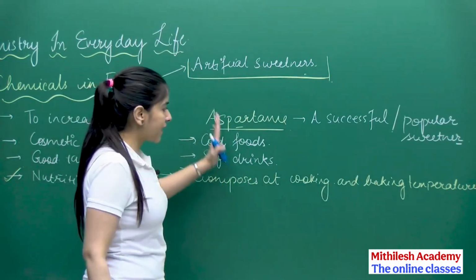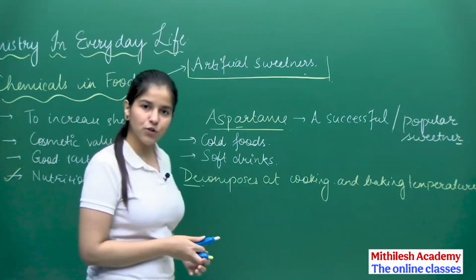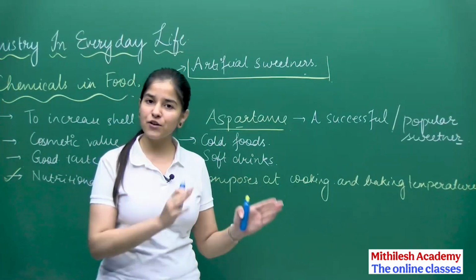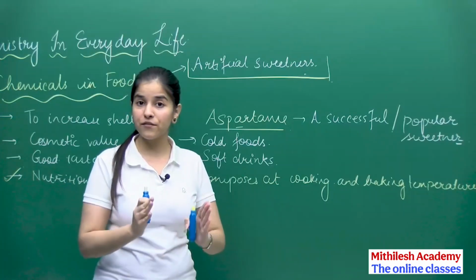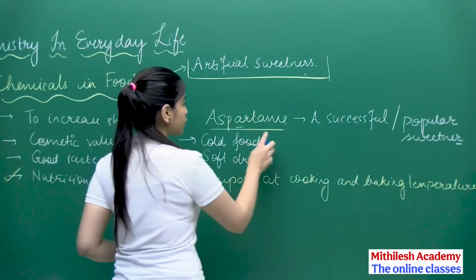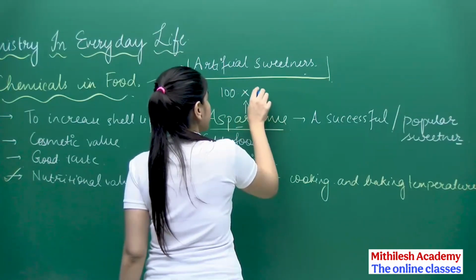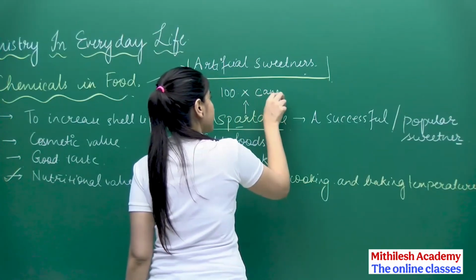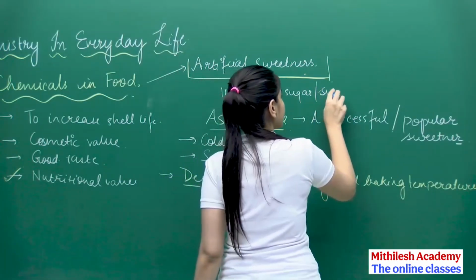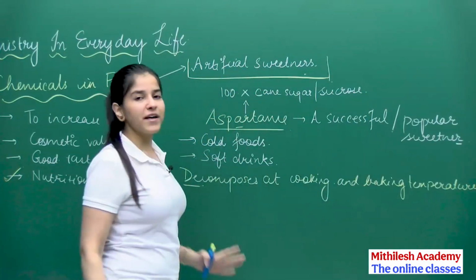That is the only drawback in the case of aspartame, and also it is 100 times sweeter than sucrose. We are comparing all of these artificial sweeteners one by one with the natural sweetener, that is our sucrose, the cane sugar. So it is 100 times sweeter than cane sugar, or I may write that as sucrose. I hope that is very, very clear to you.